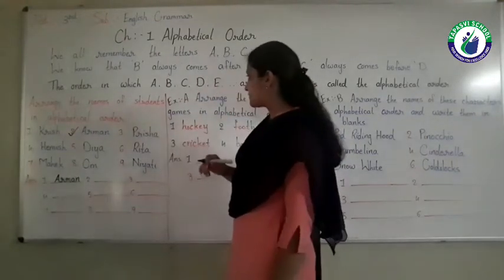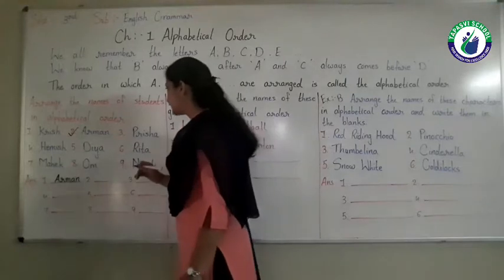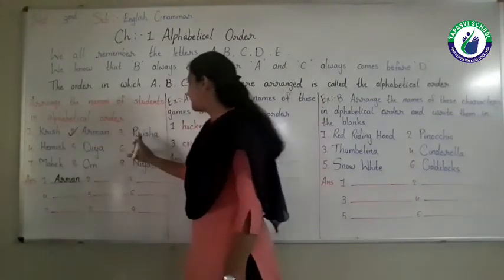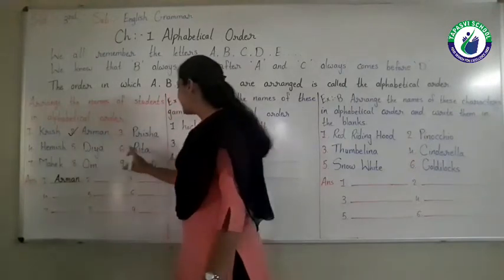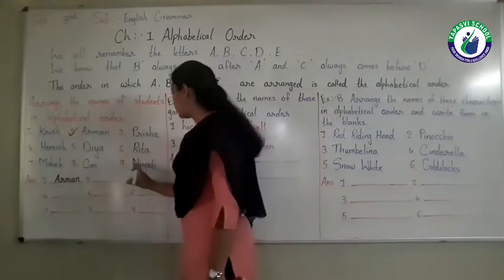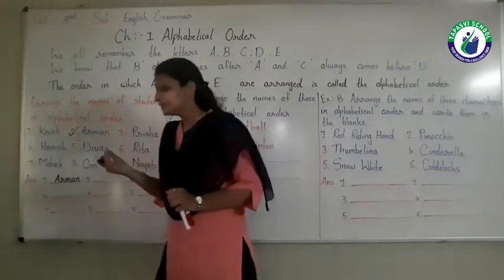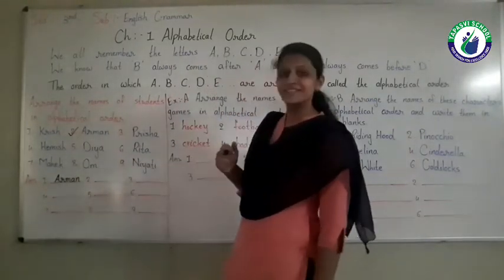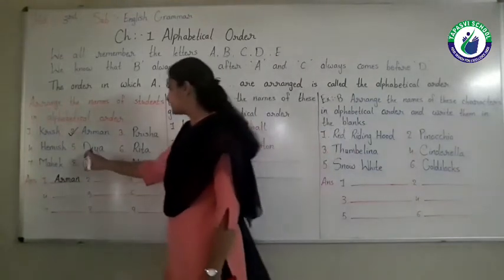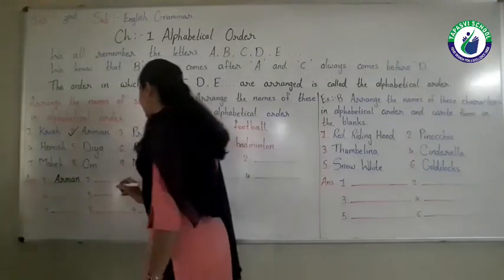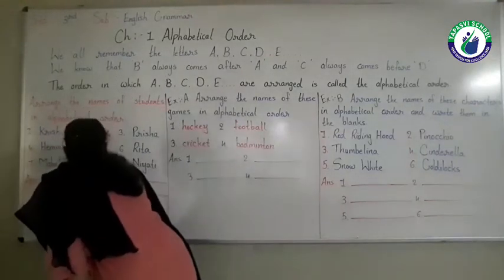Okay, any name of student starts with letter C. Look, K, P, H, D, R, M, O, N. No, it is not given. C after D. Yes, it is given in number 5. Look at the number 5. Diya is given. So we have to write down in number 2. Diya.